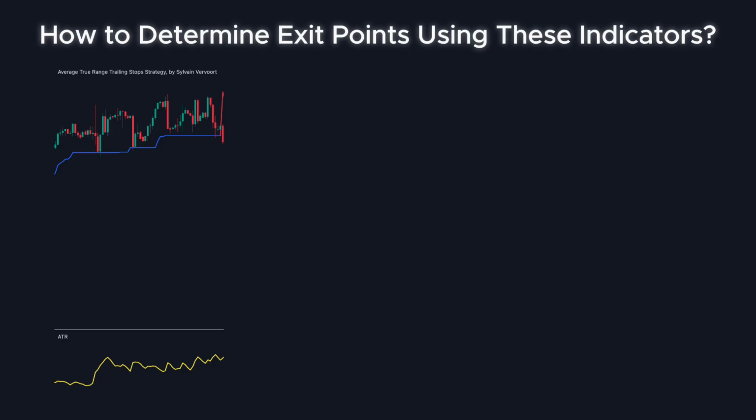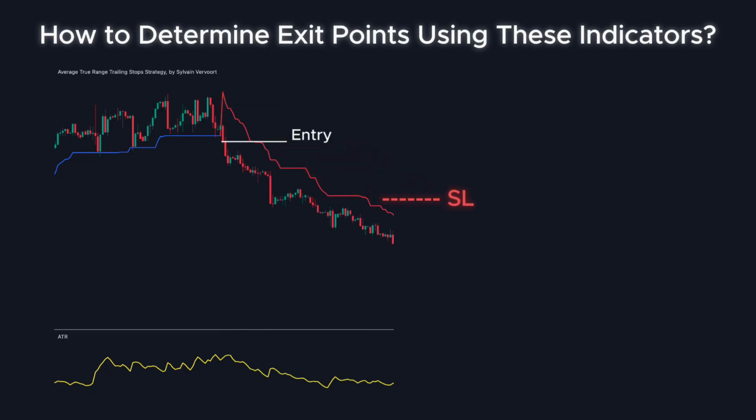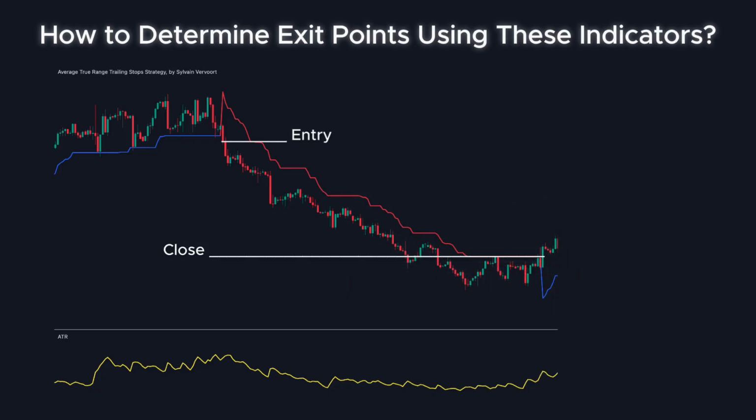How to determine exit points using these indicators. The beauty of these indicators is their volatility-based approach. They help you stay in a trend until a clear reversal occurs. When the price hits the trailing stop loss, close your trade to secure profits and minimize risk. Using ATR for trailing stop losses allows you to manage your trades in sync with the market's natural rhythm, optimizing exits and increasing profit potential.